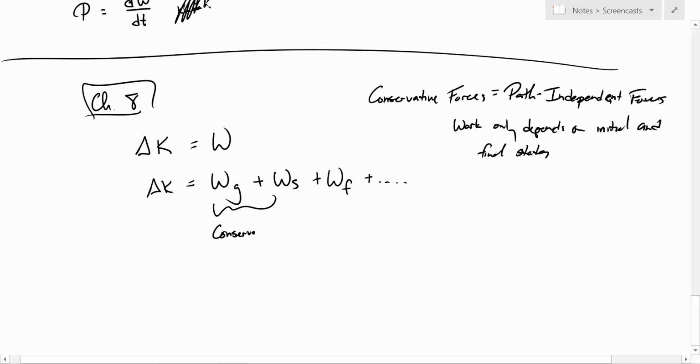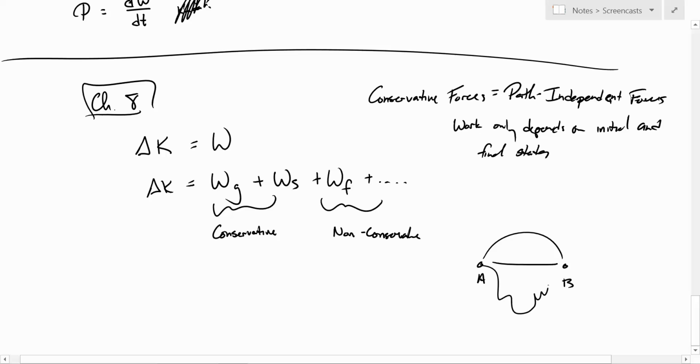We have work from conservative stuff, and we can have work from non-conservative stuff. So friction cares about the path you take. The bigger the path you take, the more friction you accrue, the more work it does. It very much matters if when going from A to B, you go by the straight line or you go by some more squiggly lines. There can be significantly more effort involved.